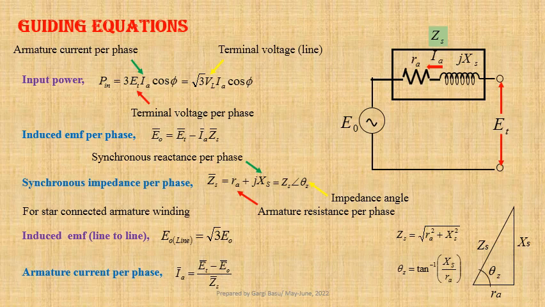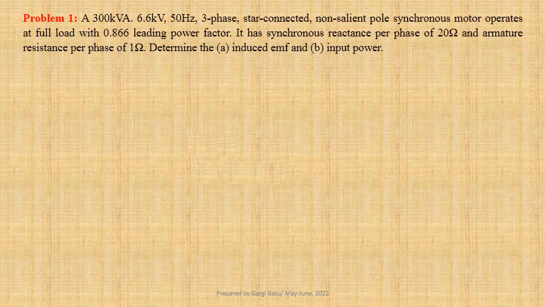A 300 kilovolt ampere, 6.6 kilovolt, 50 Hz, three-phase star-connected non-salient pole synchronous motor operates at full load with 0.866 leading power factor. It has synchronous reactance per phase of 20 ohm and armature resistance per phase of 1 ohm. We have to calculate the induced EMF and input power.